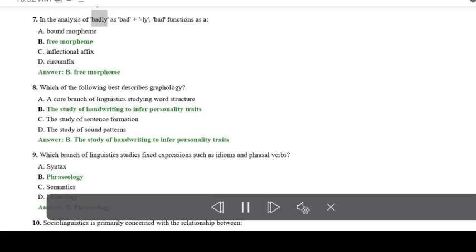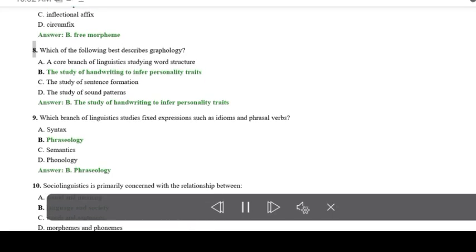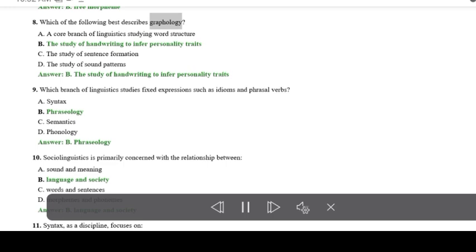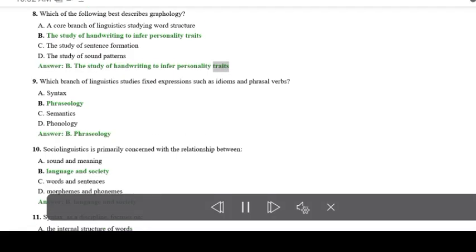7. In the analysis of badly as bad plus ly, bad functions as A. Bound morpheme. B. A free morpheme. C. Inflectional affix. D. Circumfix. Answer, B. A free morpheme. 8. Which of the following best describes graphology? A. A core branch of linguistics studying word structure. B. The study of handwriting to infer personality traits. C. The study of sentence formation. D. The study of sound patterns. Answer, B. The study of handwriting to infer personality traits.